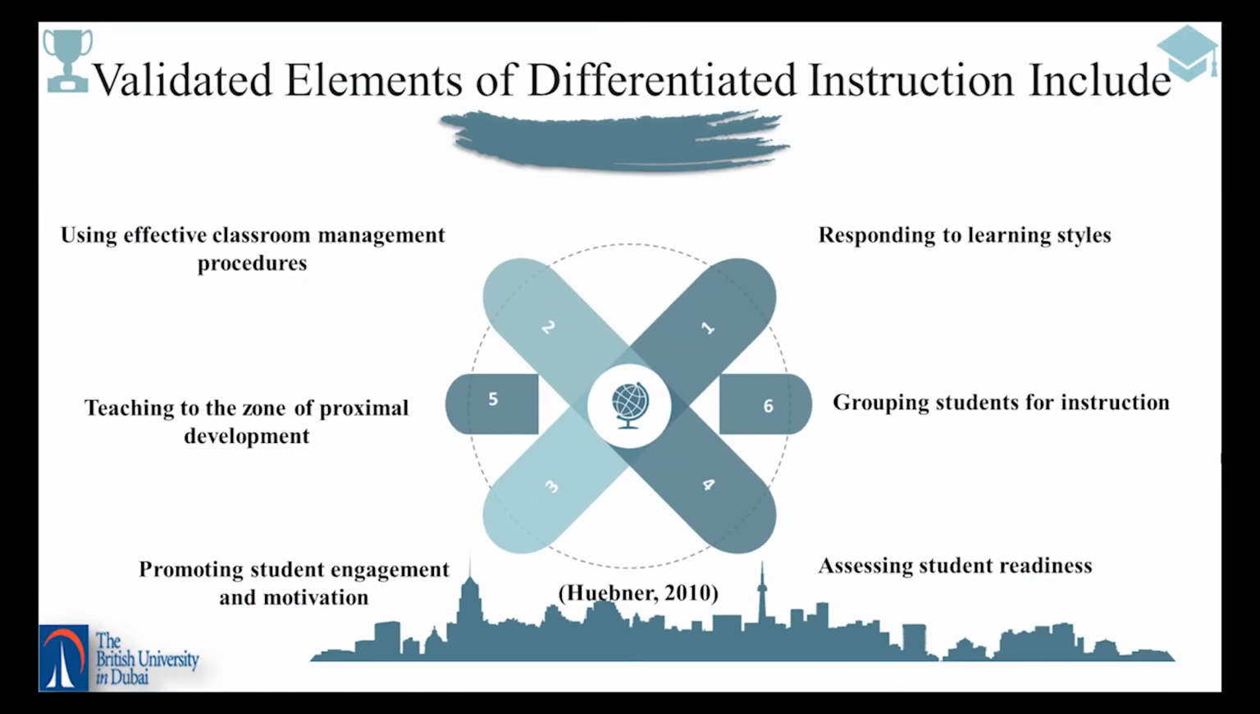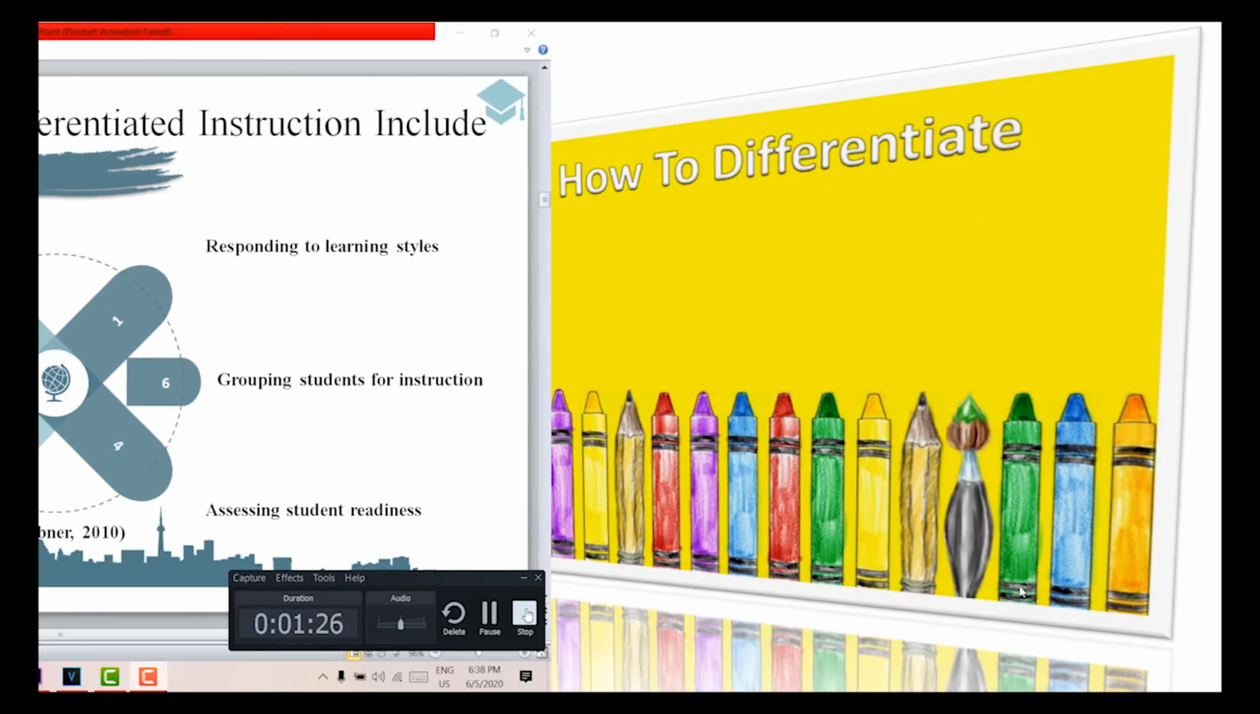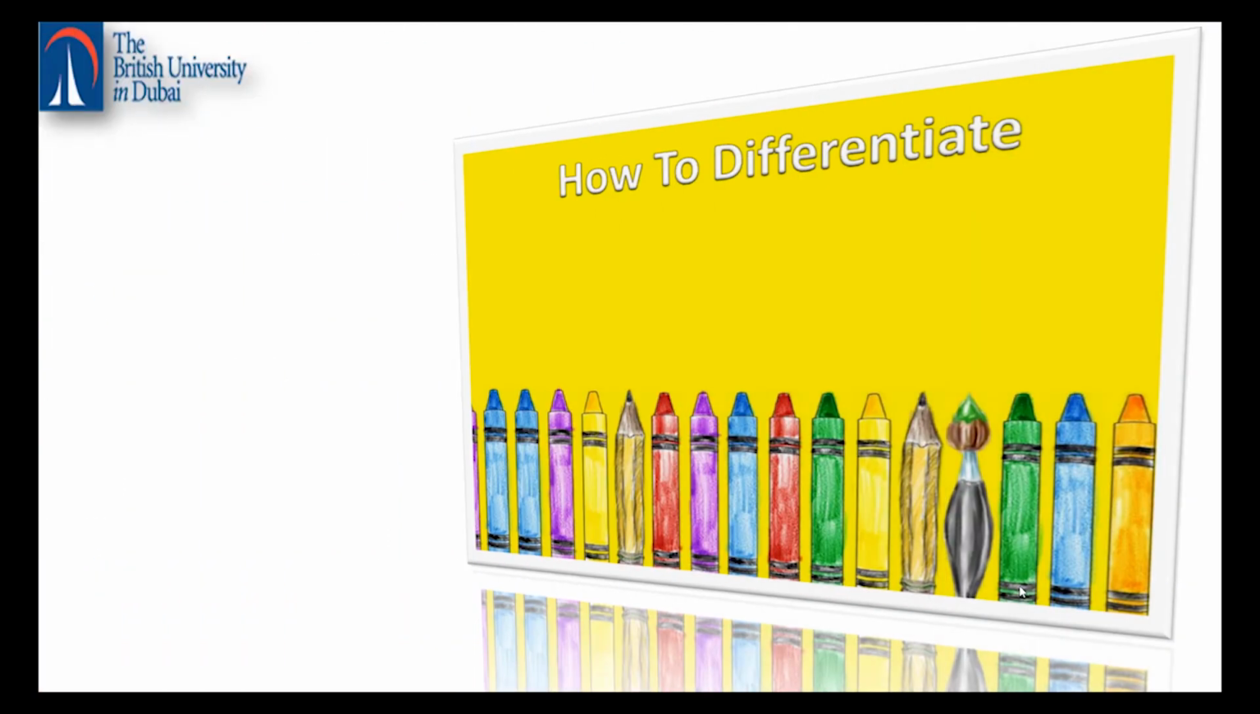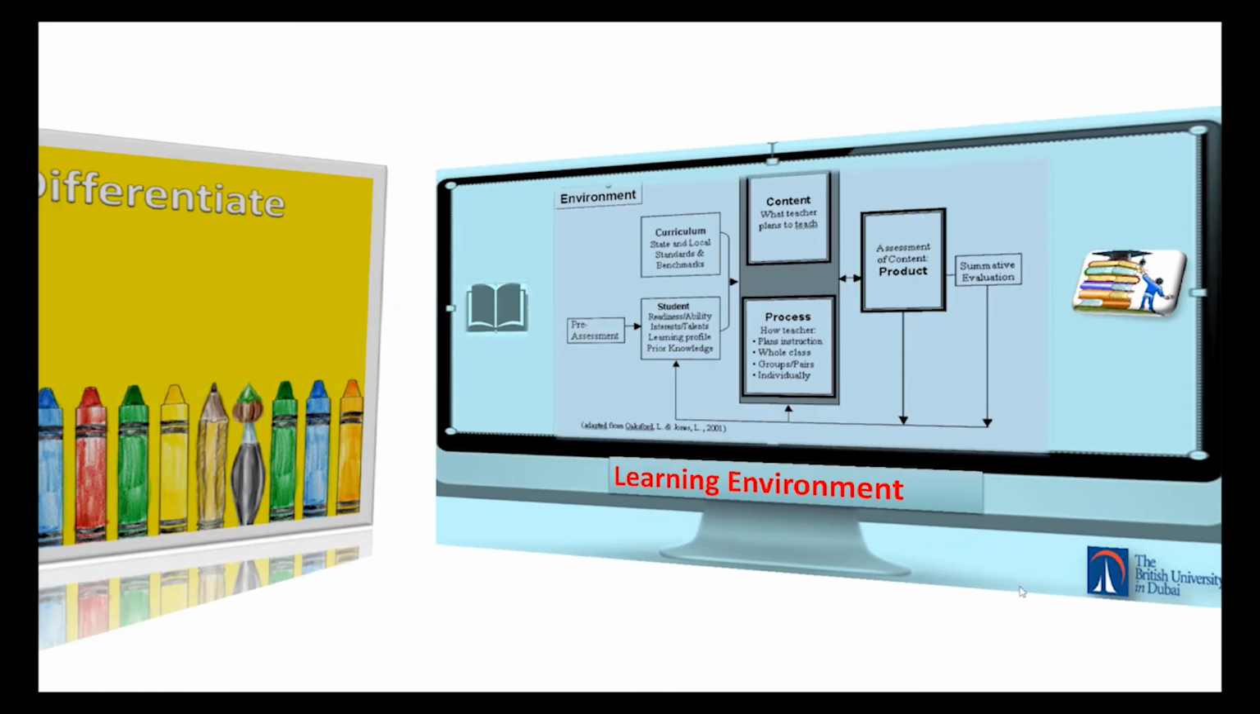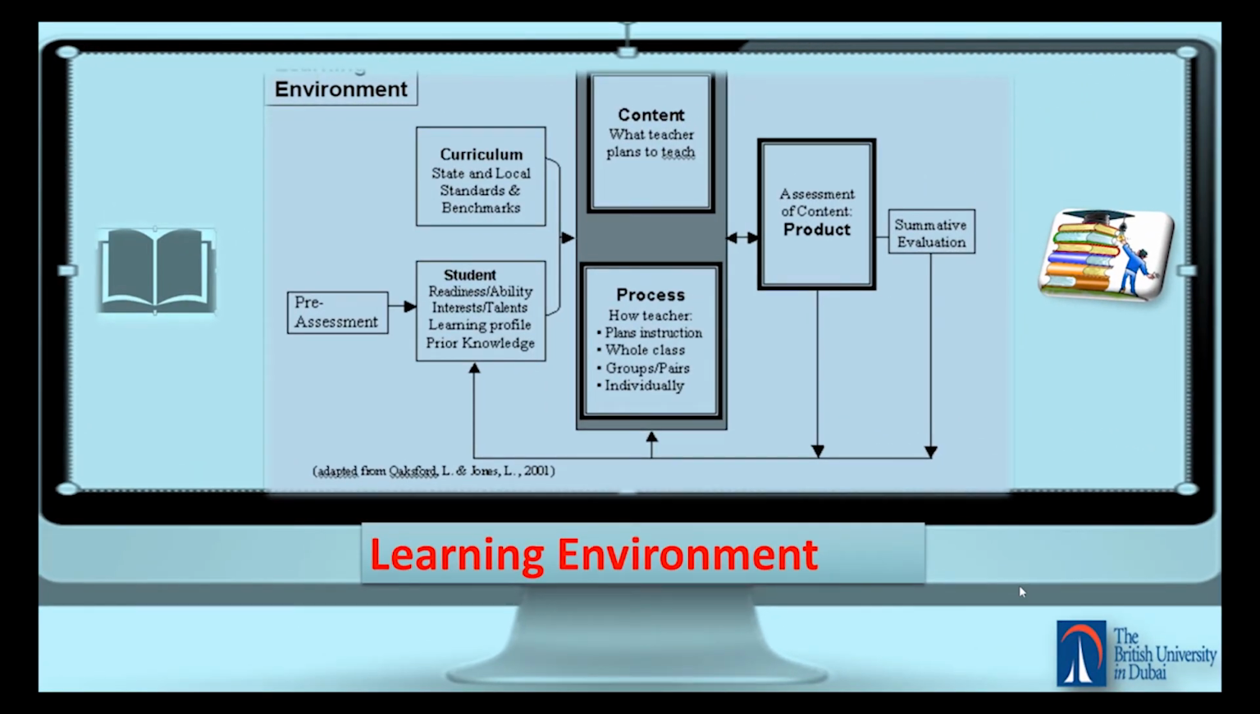What do the validated elements of differentiated instruction include? Maybe they can use effective classroom management or teaching to the zone of proximal development, promoting student engagement and motivation, responding to learner styles, grouping students for instruction, or assessing student readiness. This is regarding Huebner 2010. And now, how to make differentiation. We have a chart here that can help us to understand and recognize how we can make differentiation.